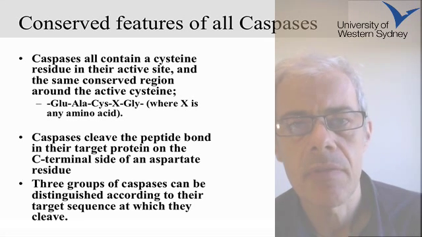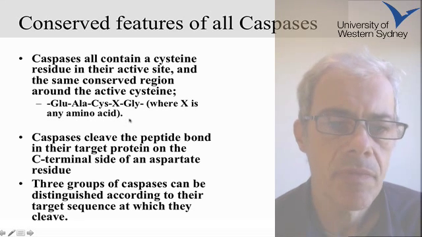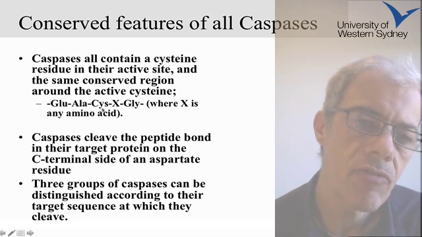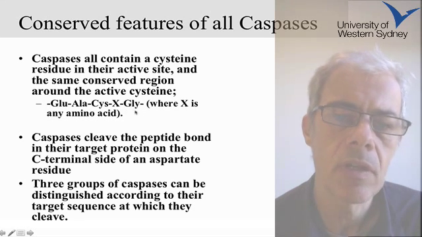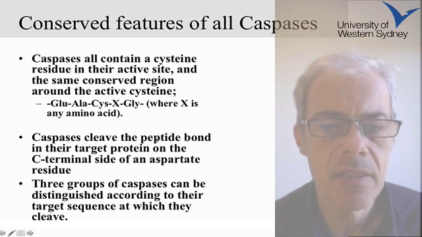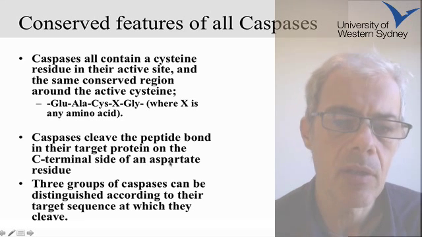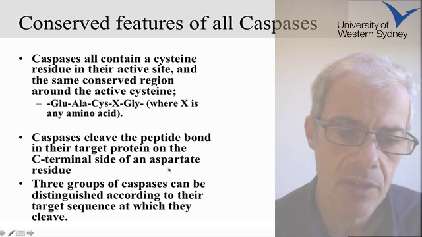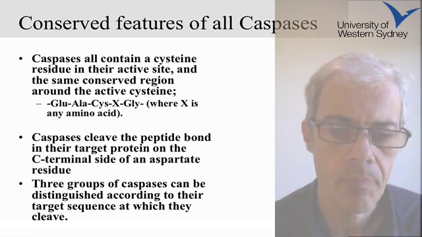Now there's a family of caspases and they have common features. These common features are a cysteine residue in the active site, so there's a conserved motif sequence, and caspases cleave a peptide bond in the target protein C-terminal to an aspartate residue, so on the C-terminal side of an aspartate residue.